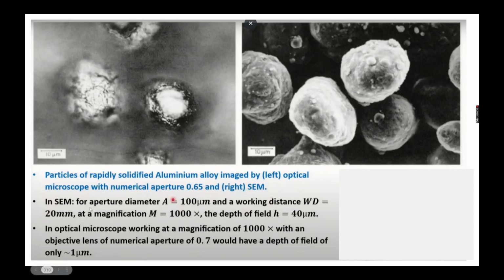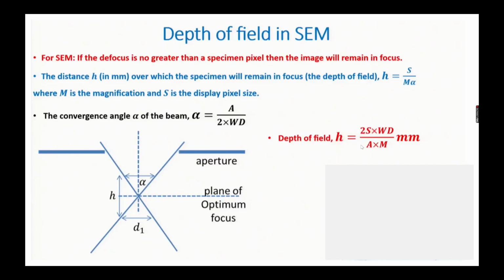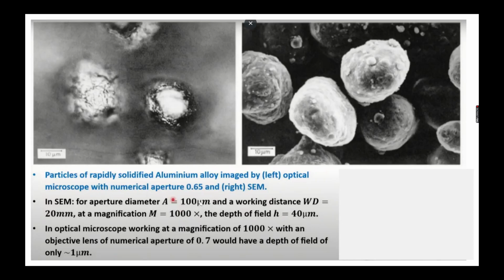In SEM the aperture is very small, and in this formula the depth of field is inversely proportional to the aperture. Here it is in micrometers. The working distance should be higher in order to get a good image, and with magnification of 1000x the depth of field will be 40 micrometers. If you look at this carefully, you won't get the information as clearly in the optical image. Even though this is the particle, at the back side you can also clearly see the distribution of your particles.